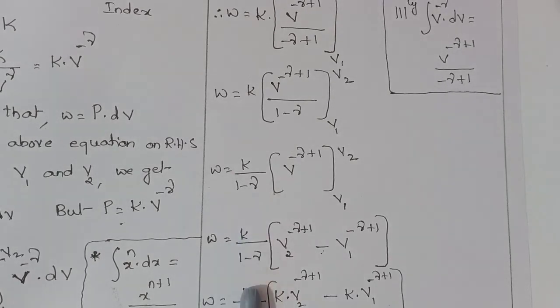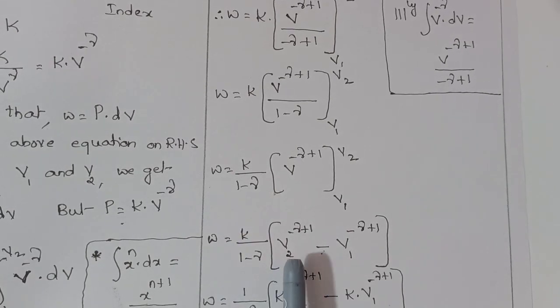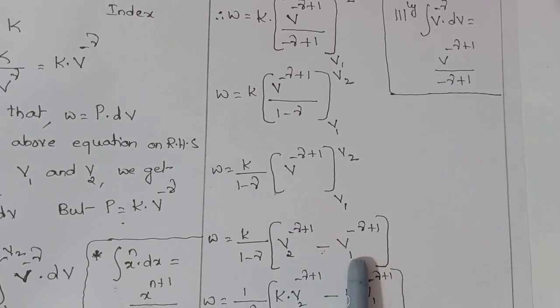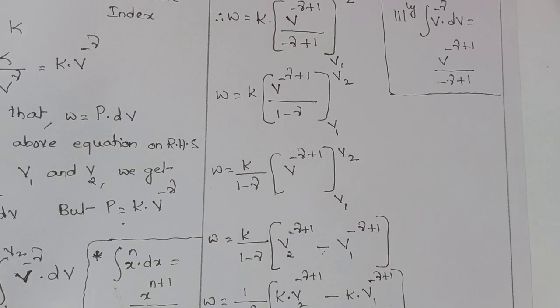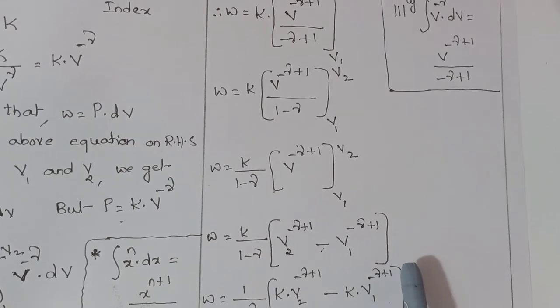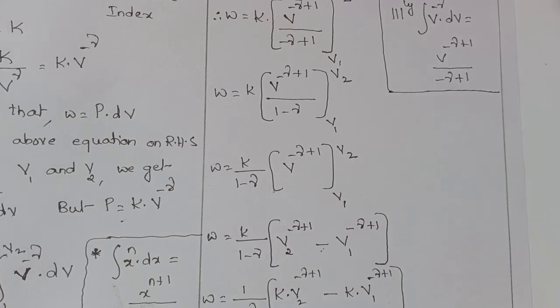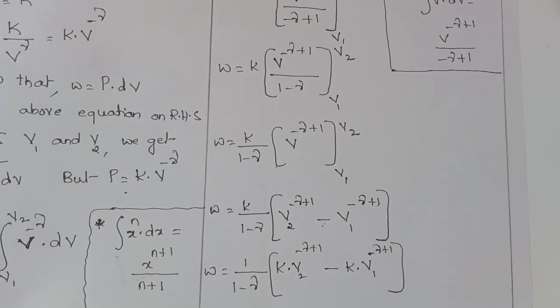W is equal to k by 1 minus gamma into v2 to the power minus gamma plus 1 minus v1 to the power minus gamma plus 1. Again now, don't write the limits v1 to v2. Okay, written. Next.